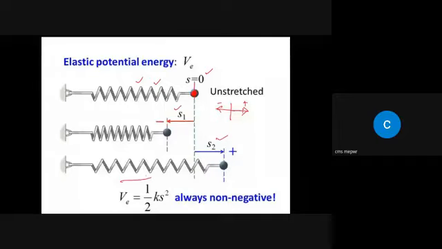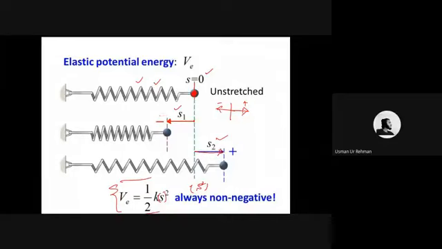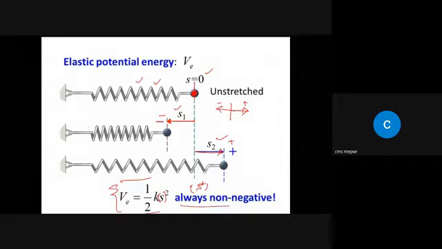Similarly, for elastic potential, the equation that we have is VE equals half k S squared. If you observe this equation, the deflection or extension or displacement is S squared. So whether we have compression or extension, a positive displacement or a negative displacement, in both cases the result will be positive because it has a squared value. That's why the elastic potential will always give you a non-negative answer, right?